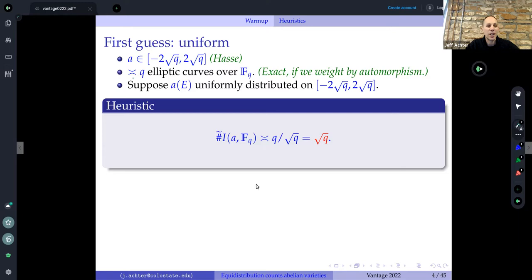But anyways, your first guess, to account for these two facts, might be that these numbers are uniformly distributed, meaning that if you just take a whole bunch of elliptic curves and start calculating their traces, maybe they will be uniformly distributed in this interval. And so then the heuristic that you would guess is that the number of elements in this isogeny class, maybe weighted by automorphism, is something like, well, you have q elliptic curves and you divide them into on the order of root q different bins. So maybe the answer is about root q.